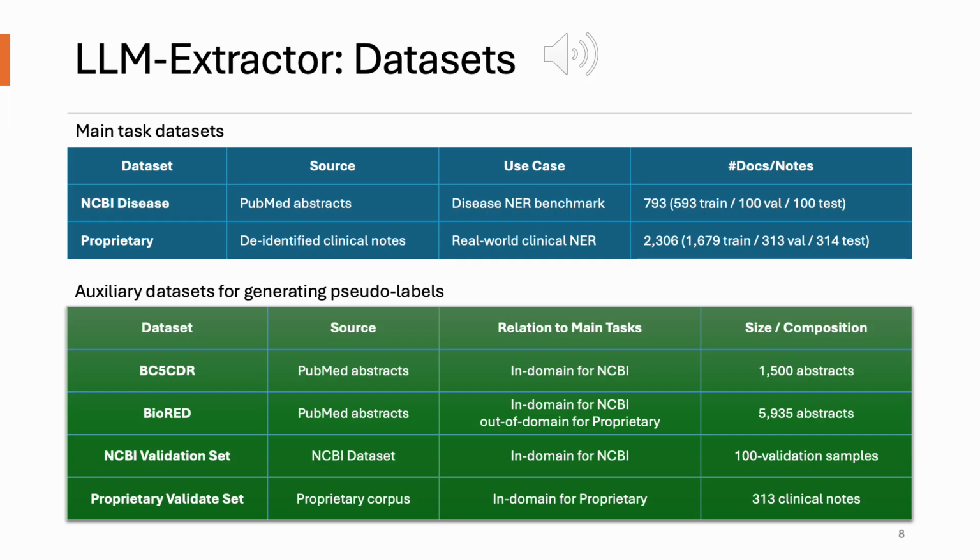For the auxiliary datasets, we're using BC5, which is also PubMed abstracts and is in-domain for NCBI. They contain about 1,500 abstracts. And BioRed is also PubMed abstracts, in-domain for NCBI and out-of-domain for the proprietary dataset, and it has nearly 6,000 abstracts. We also have the NCBI validation set and the proprietary validation dataset.